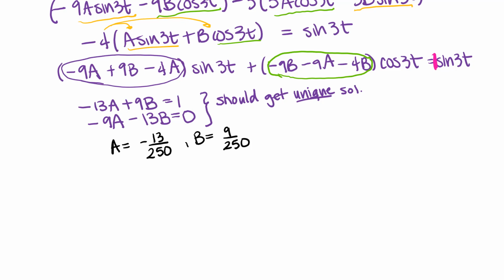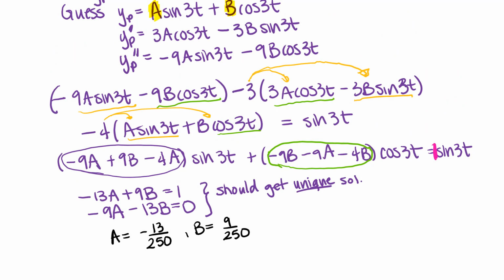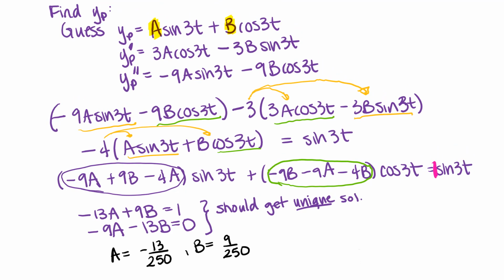All right, so those are my A and my B, so I'm going to put those in up here where my guess is. I've highlighted my A and my B up there near the top of the screen. So that gives me my YP. Be sure you put the right number in place of the right letter. That's a really common mistake, is that students will have done all this messy work correctly and then accidentally put the wrong number as the coefficient of the wrong function.